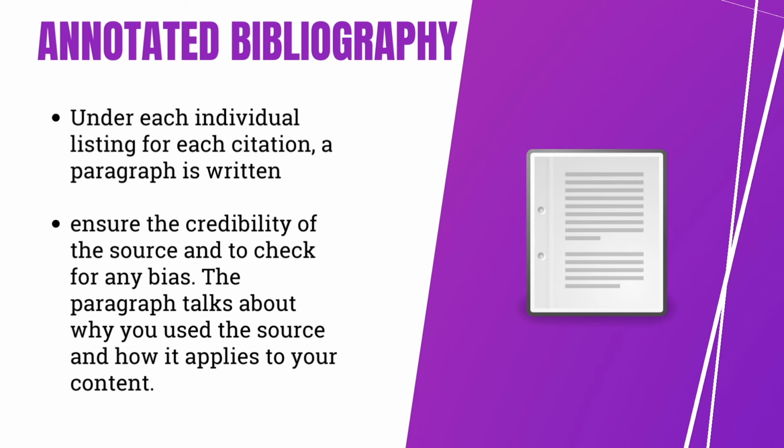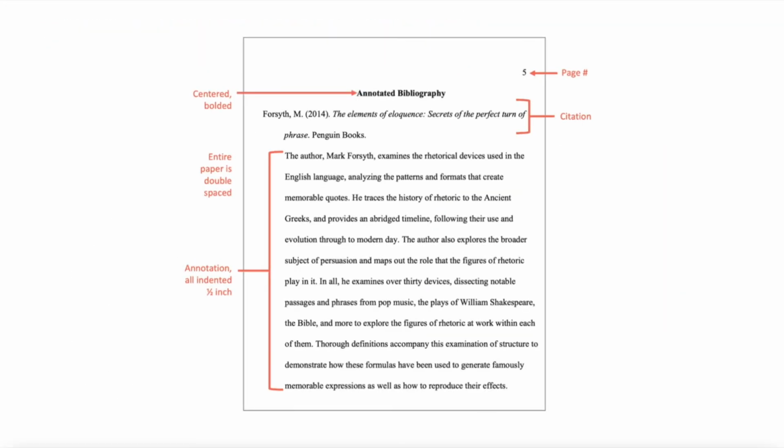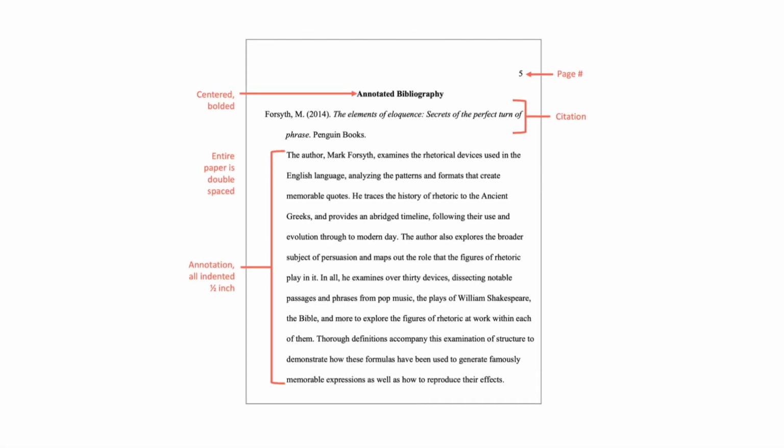You can also include an explanation of why that source is useful for your work. Was it the facts that you used? Was it the data, the analysis, the explanation, whatever it may be? This is an example of what an annotated bibliography can look like. The citation is at the top and then a short paragraph follows.